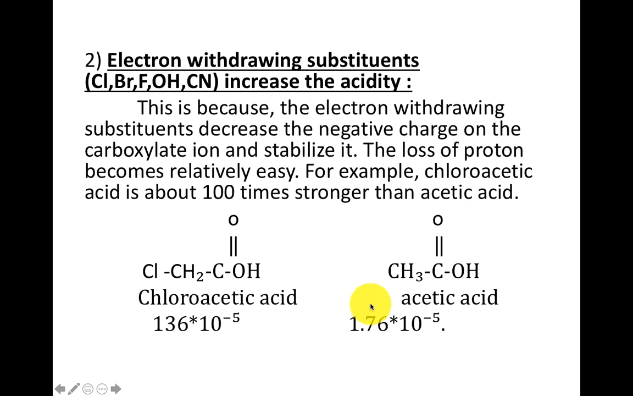Understood? So, the next one, electron withdrawing substituents. What is meant by electron withdrawing substituents? Example, chlorine, bromine, fluorine, hydroxy group and also the cyano group. They increase the acidity. So, how do these electron withdrawing groups increase the acidity? See, consider this chlorine as electron withdrawing group because chlorine is more electronegative when compared to the carbon. So, what happens? This is known as the sigma bond. So, it withdraws electrons towards chlorine. So, what is the charge on this carbon? It is positive. So, what is the charge on this chlorine? It is negative.